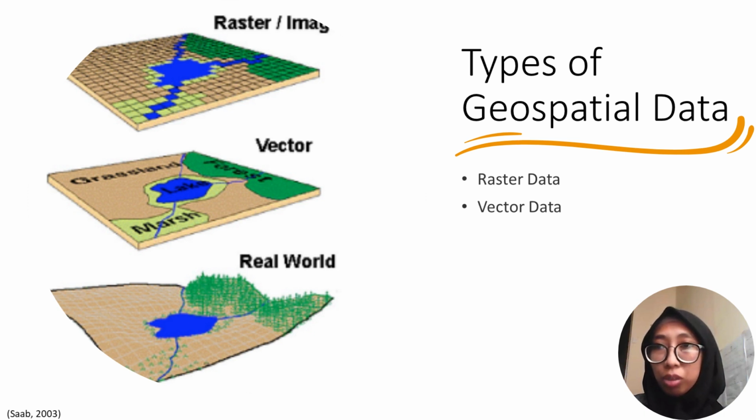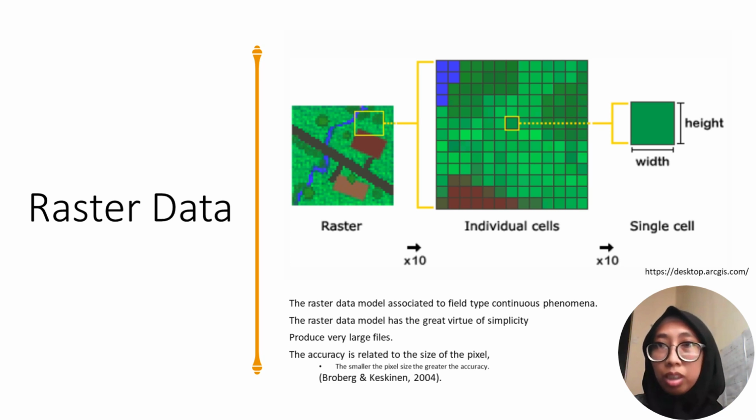Choosing the types of geographical representation is a critical database design task. There are two spatial data types, raster and vector, which are used to represent aspects of the real world. The raster data model is associated with field-type continuous phenomena, such as elevation, and is based on an array of cells, each having its own value.